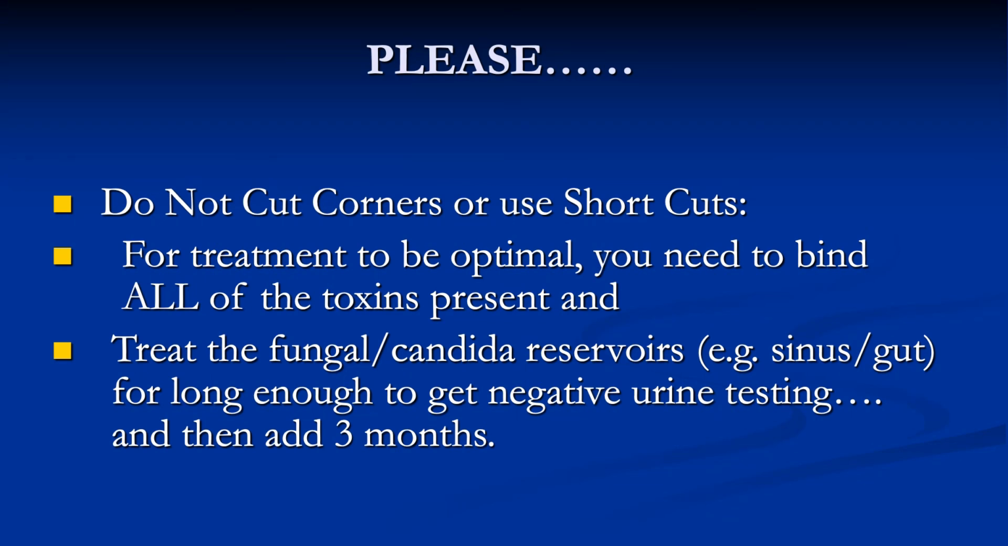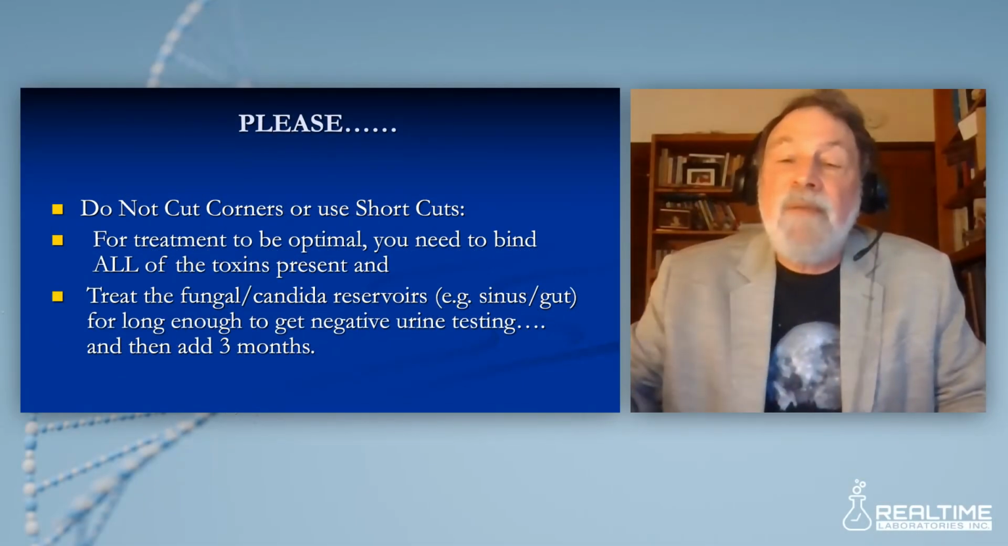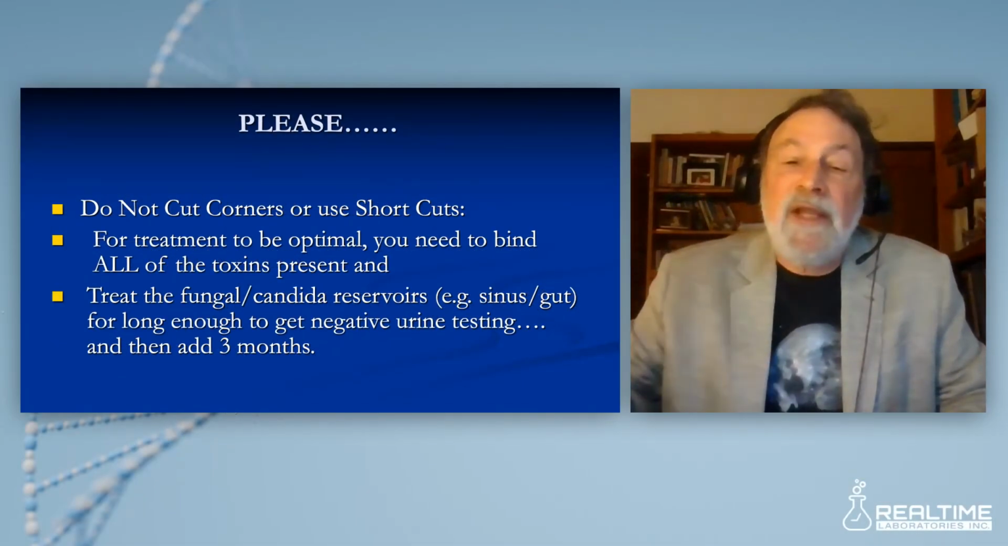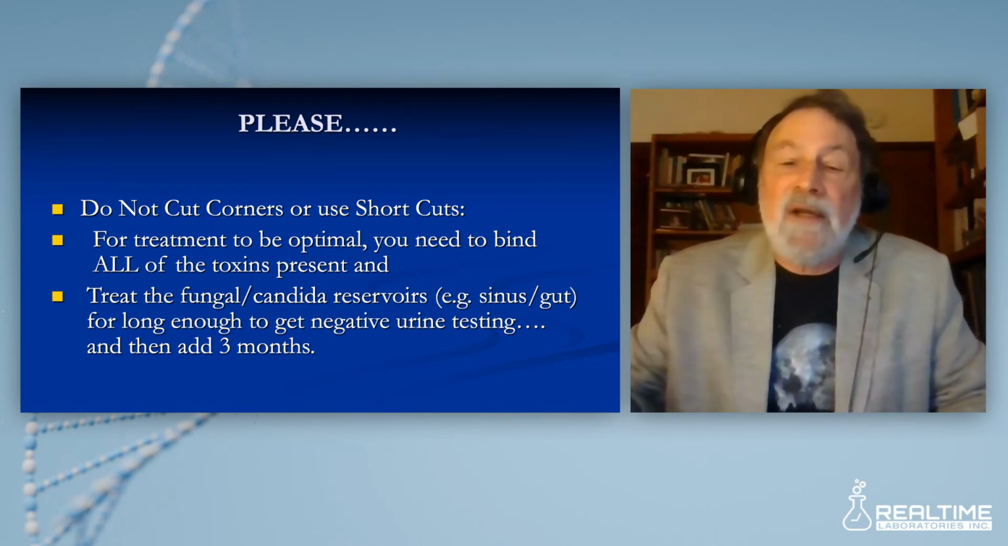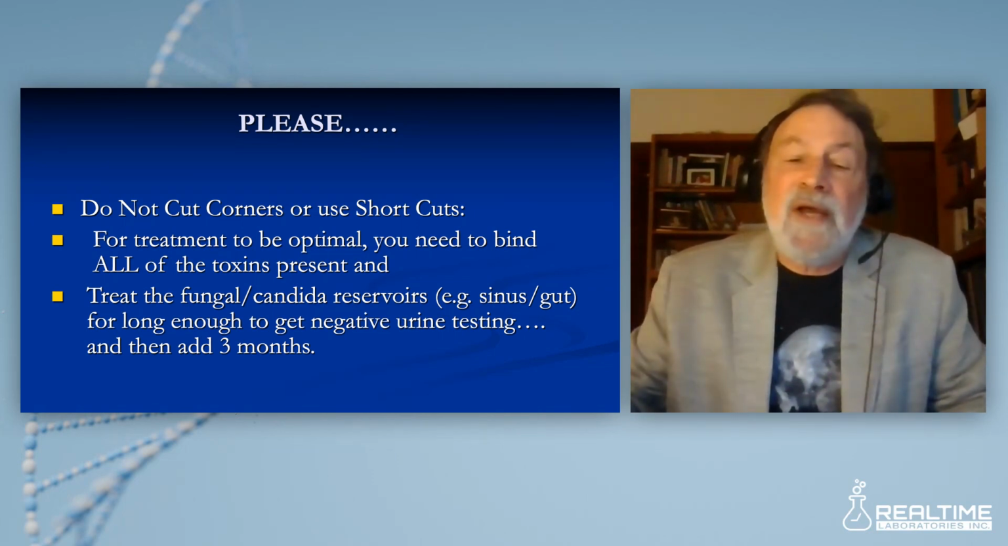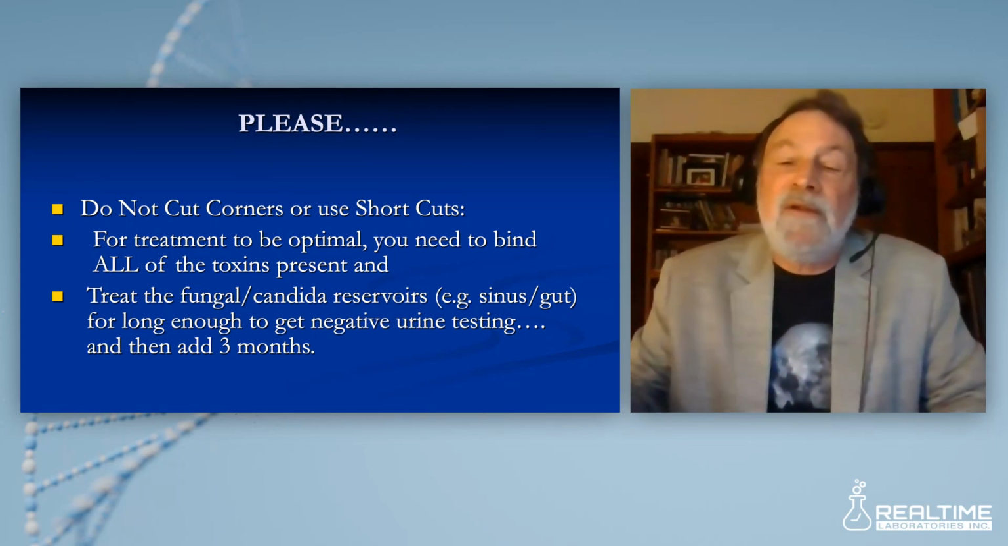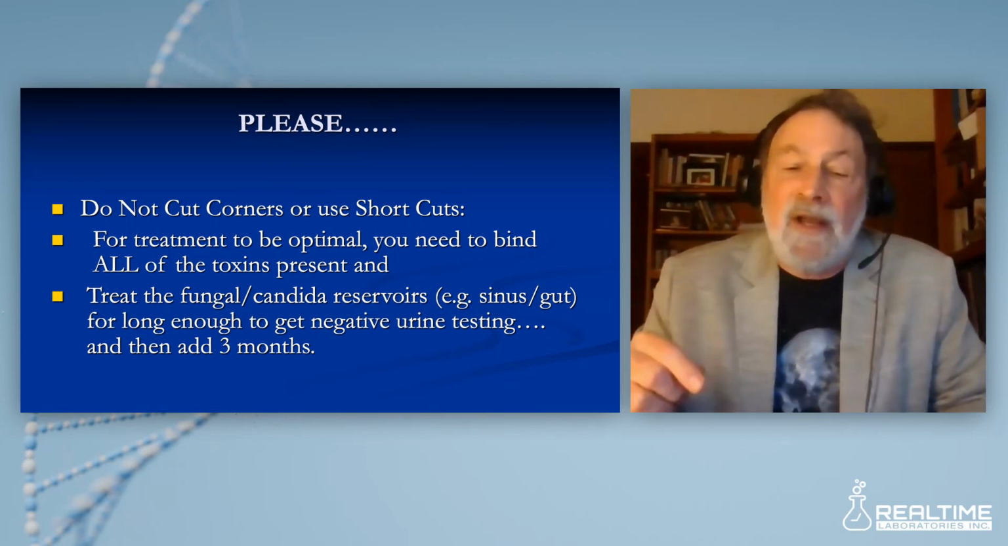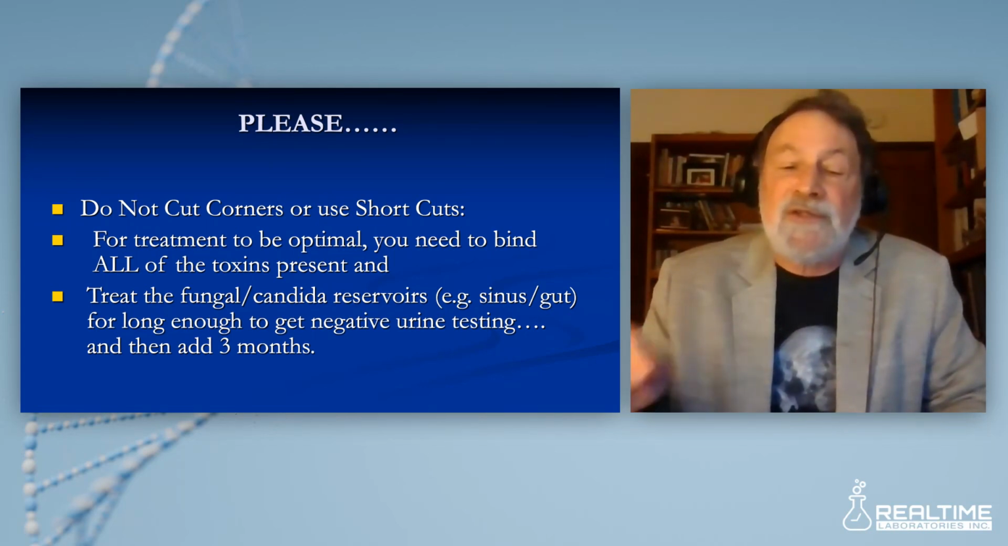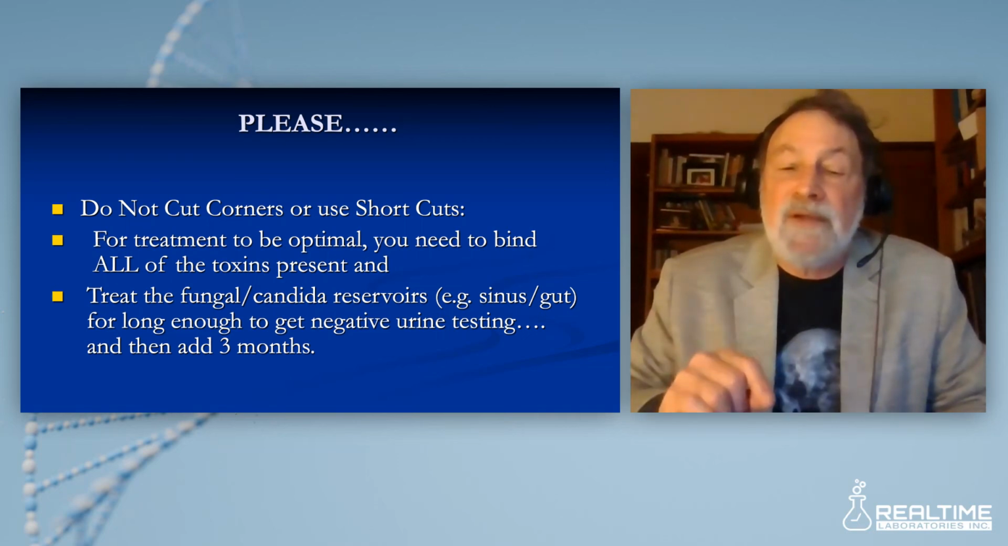I've had lots of referrals from patients who used a binder or two. Use every binder you need for each of the mycotoxins that you've got. You have to bind all of the toxins present and treat the fungal and candida reservoirs for long enough to get negative urine testing results, and then add 3 months.